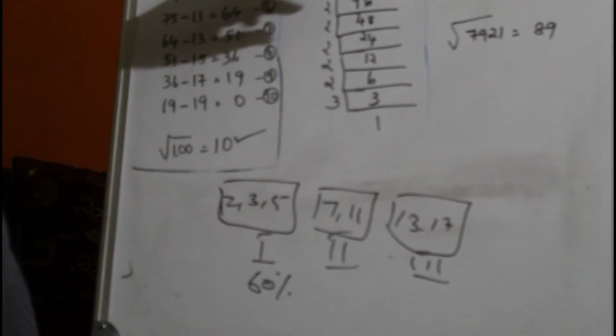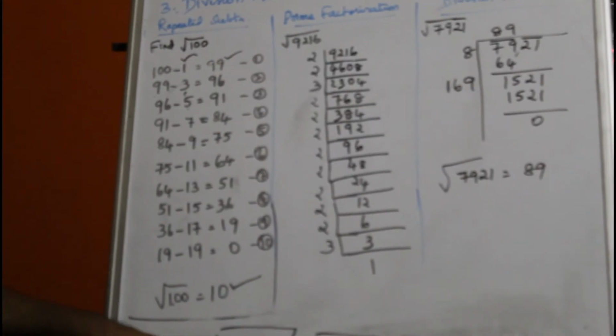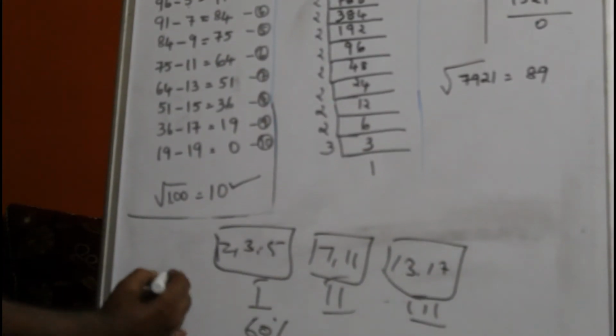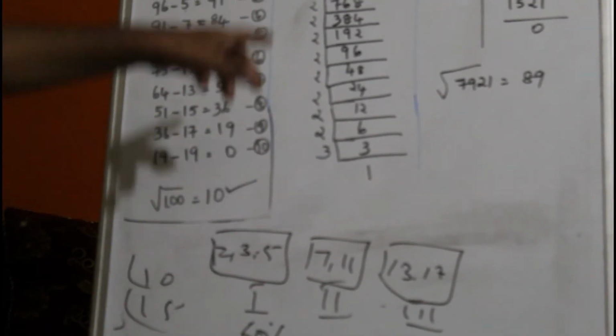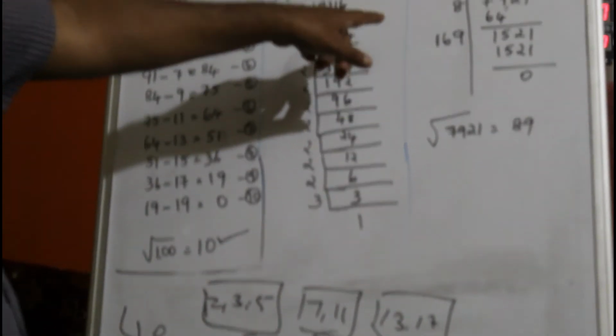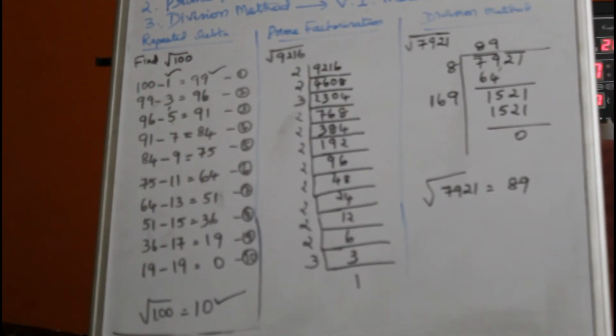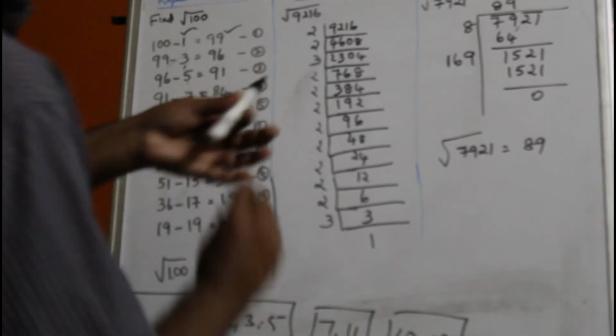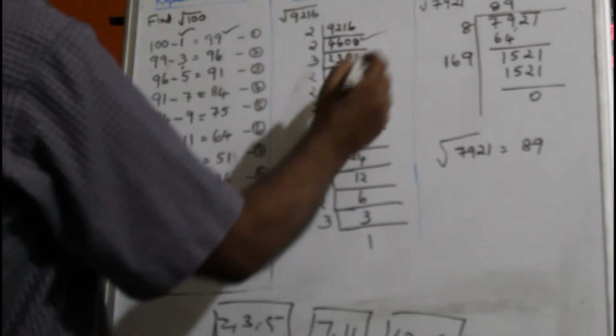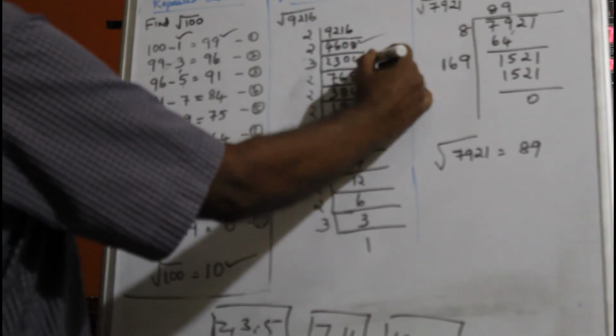And you know, when a number ends with an even digit, you can divide by 2. And 5 means it will end with 0 or 5, like 10, 15. So these numbers are divisible by 5. For 3, you must add the digits, and if the total is divisible by 3, the number is divisible by 3. Okay. So just divide by 2. When you divide 9216 by 2, you get 4608. When you divide by 2 again, you get 2304.